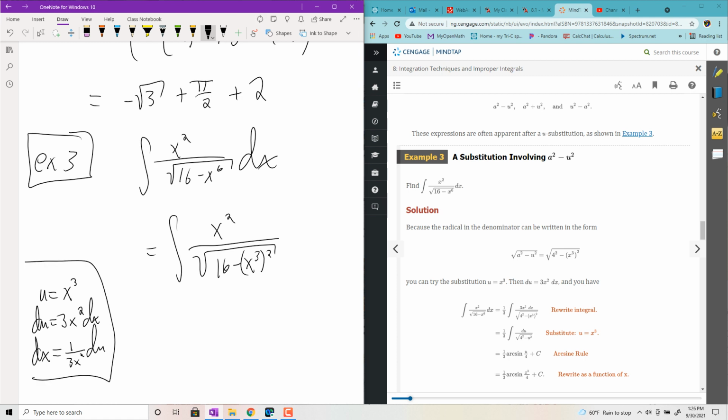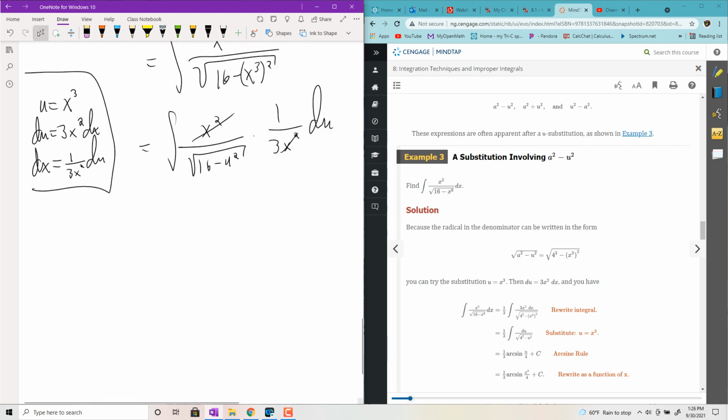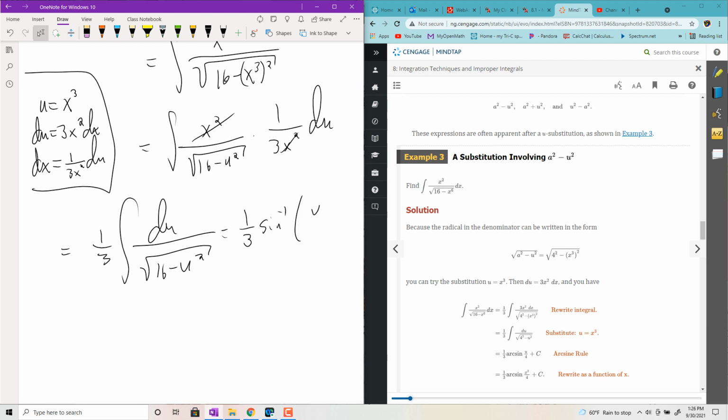du. So I have the integral of x squared all over the square root of 16 minus u squared times 1 all over 3x squared du. A nice cancellation. We could pull out the 1/3, and then we're just left with an inverse sine integral. Right, so 16 minus u squared. So we get 1/3 sine inverse of u all over a. In this case, a is 4.